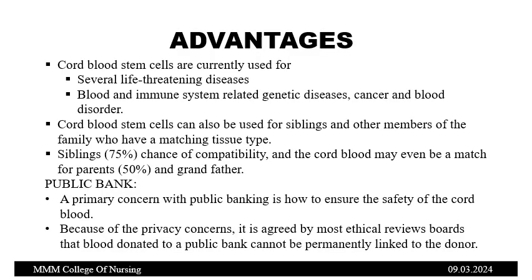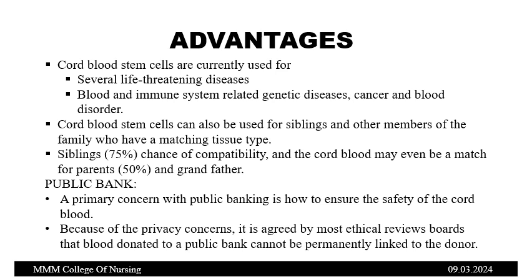Advantages. Cord blood stem cells are currently used for several life-threatening diseases: blood and immune system related genetic diseases, cancer, and blood disorders. Cord blood stem cells can also be used for siblings and other members of the family who have a matching tissue type. Sibling, 75% chance of compatibility, and the cord blood may even be a match for parents, 50%, and grandparents.